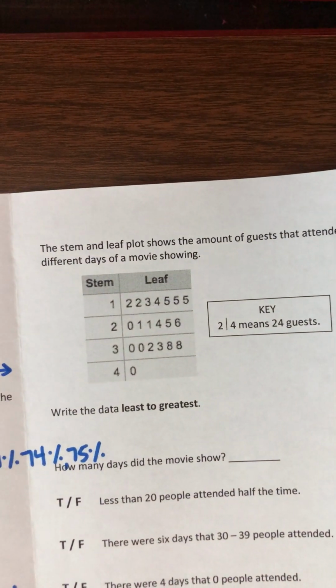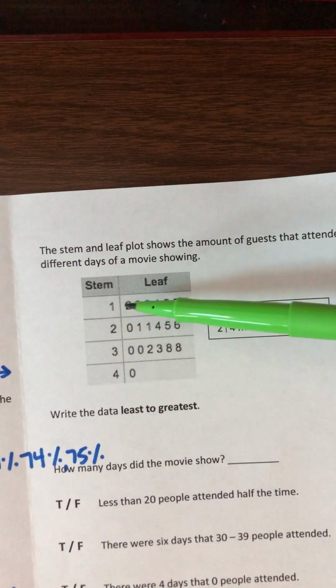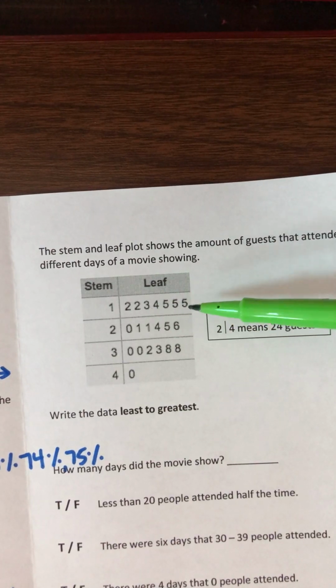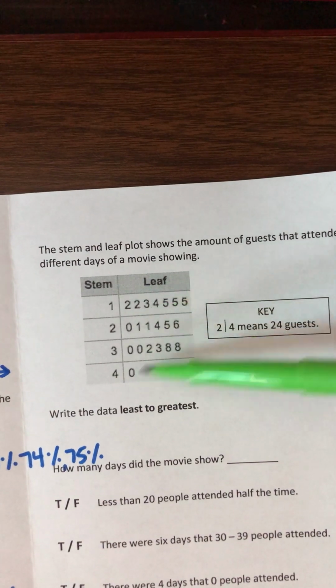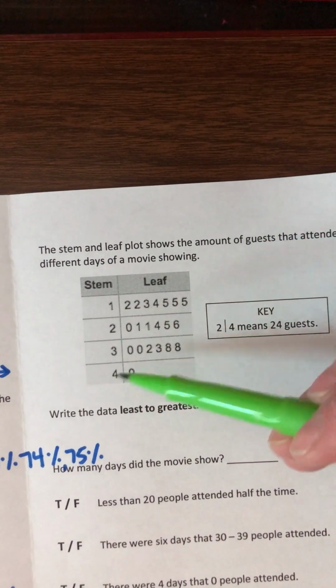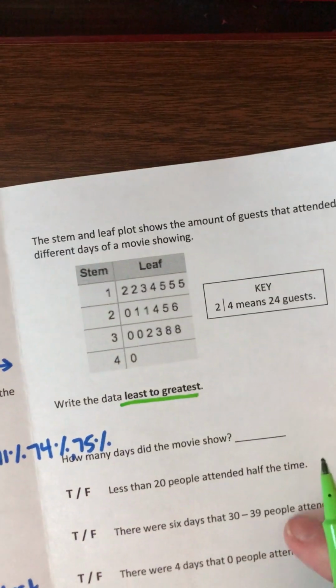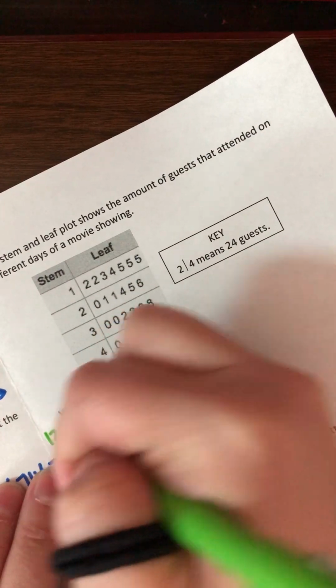So I can go to my data, and I can see that I have a 12 and a 12, a 13, a 14, a 15, 15, and 15, because this is my tens place, and then I have my ones. And that continues on into my data. It says write the data from least to greatest, which is really important. So we're going to write out our stem and leaf plot data. I'm going to write pretty small.